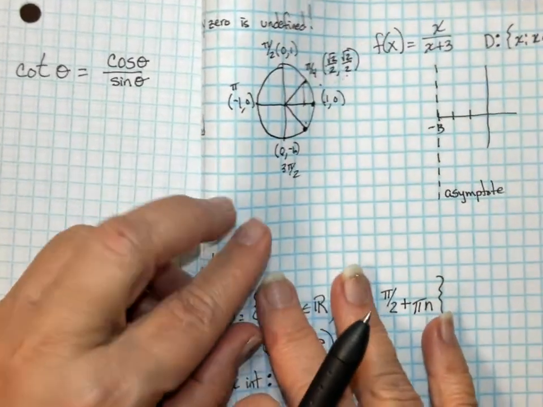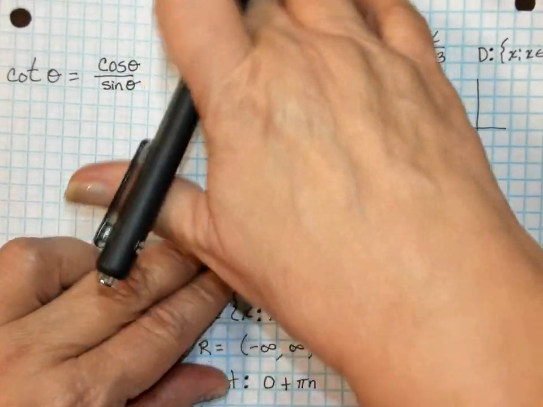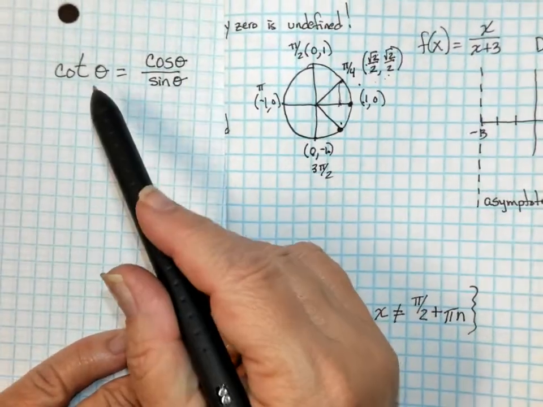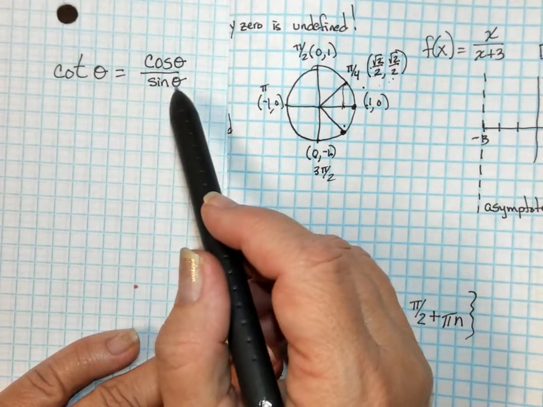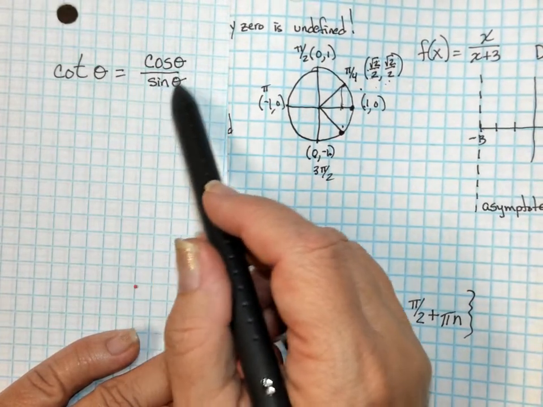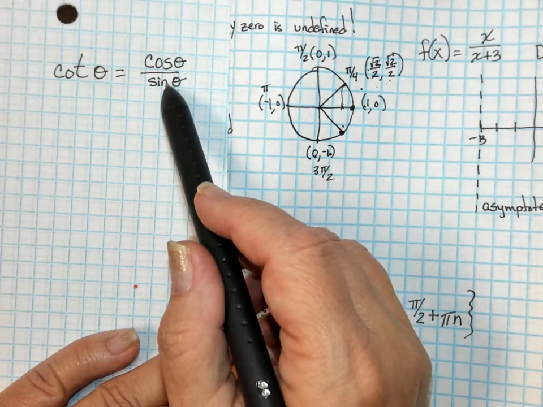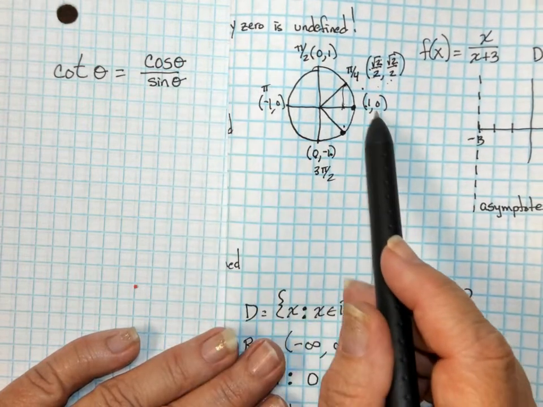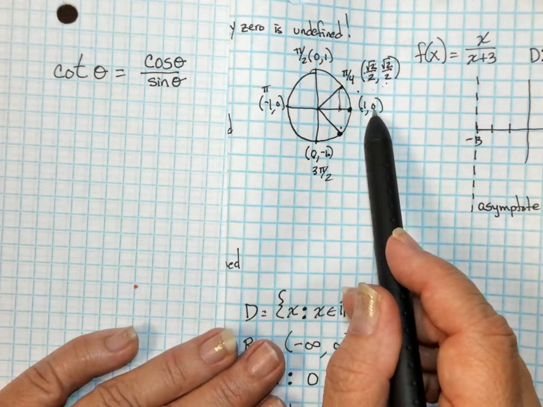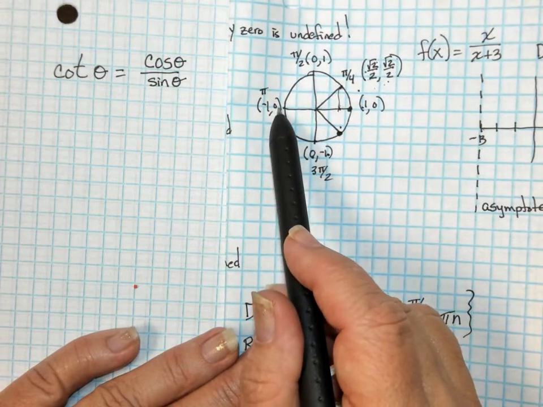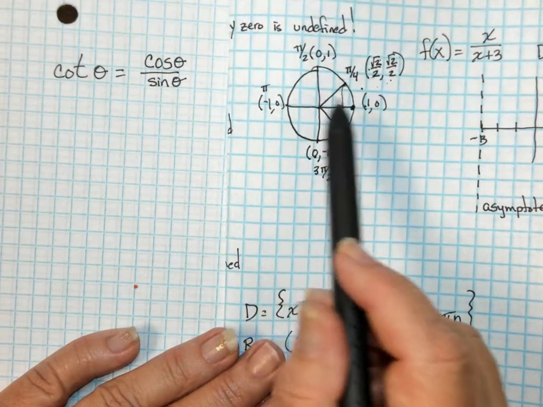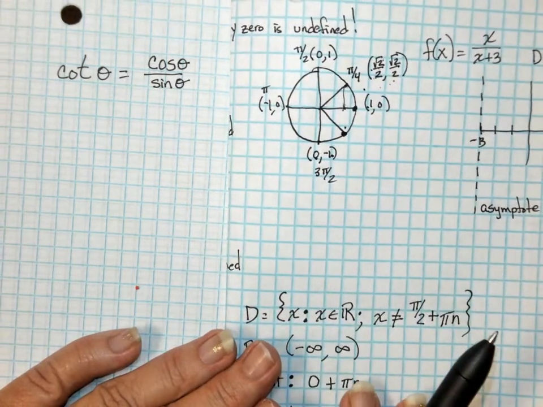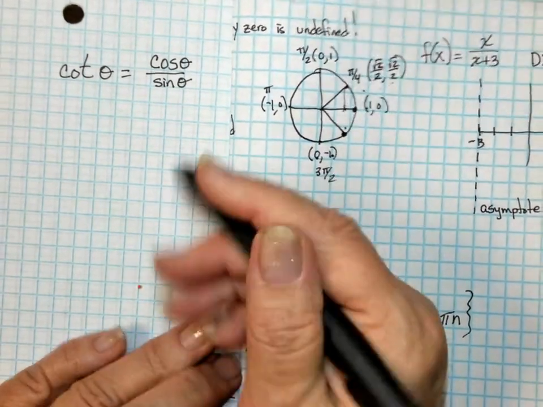So again, let's look back at our unit circle here. Cotangent is going to be undefined when the sine is 0. So where is sine 0? At 0 and at pi, right? So we're going to use those as our first 2 points.